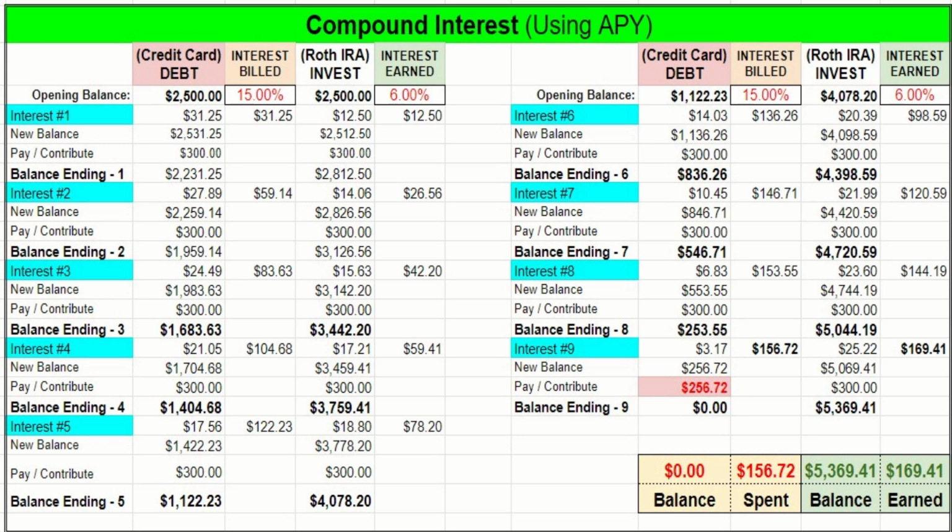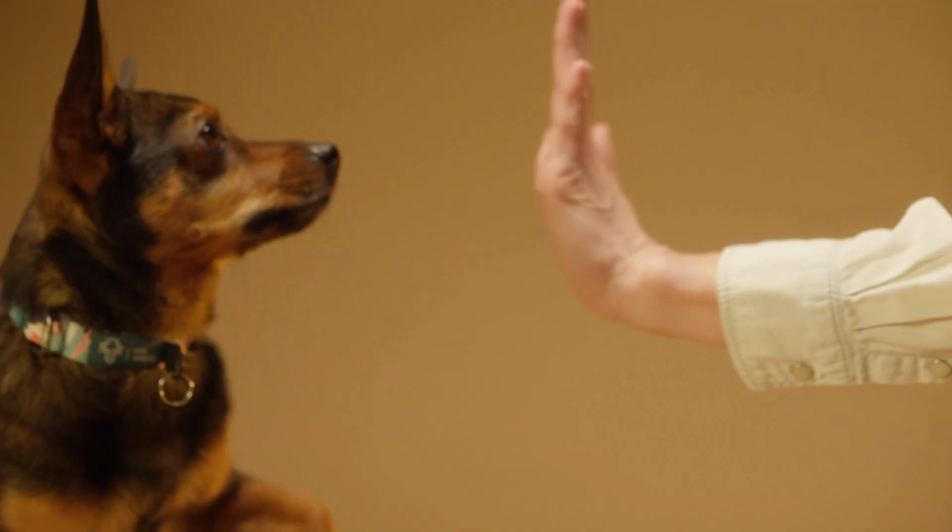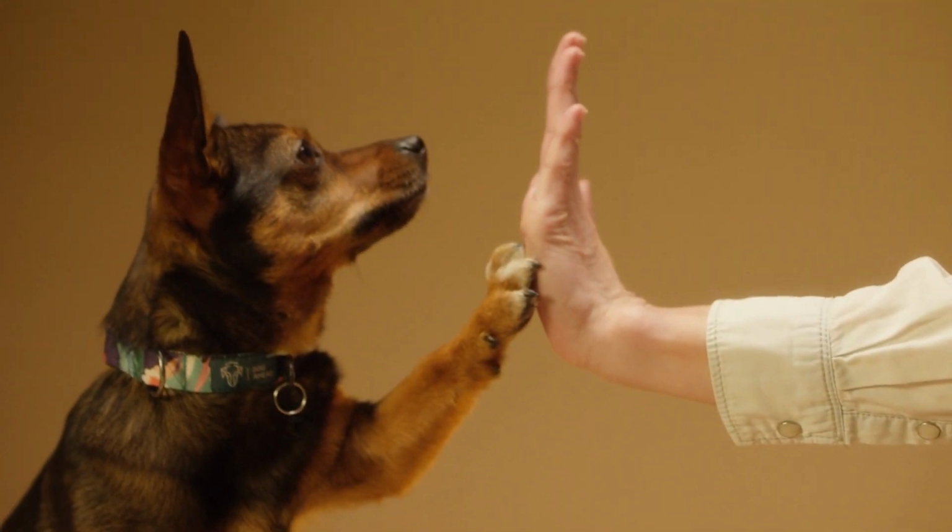But look at the investor practicing the same discipline each month. In 9 months, they too made a $300 investment per month, spending $2,700 total. They were paid $169.41 in compounded interest, which they saved as earnings. But they also built their investment to $5,369.41 in just 9 months. They more than doubled the initial $2,500 investment. That is how compound interest compounds cash.